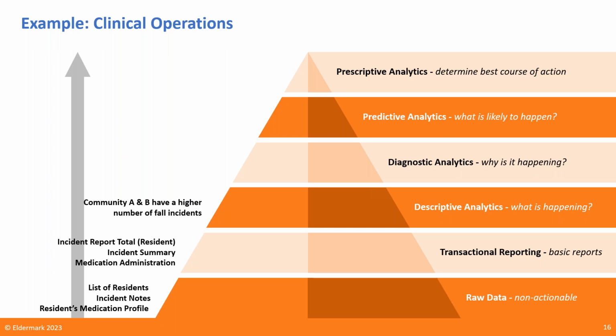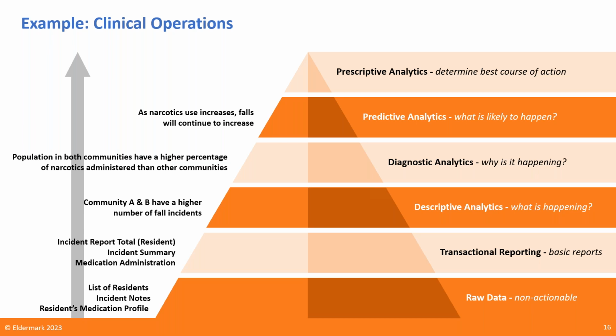And in this example, we see community A and B have a higher number of fall incidents. Why might this be happening? The story can go further and tell us that the population in both communities have a higher percentage of narcotics administered than your other communities. Well, what is likely to happen if this trend continues? The data can show us that as these narcotic uses increase, falls will continue to increase.